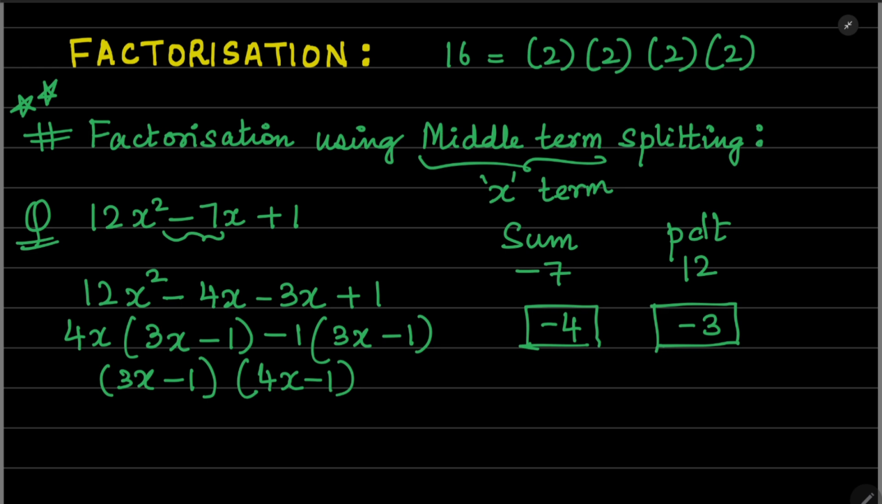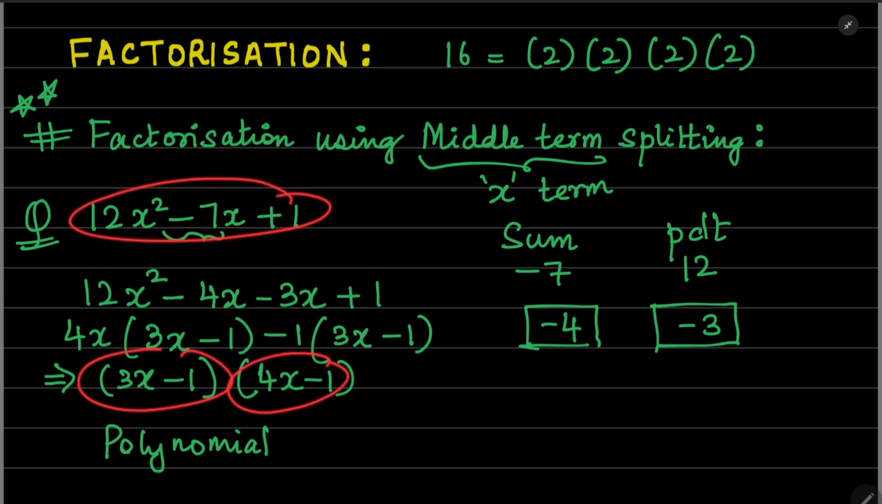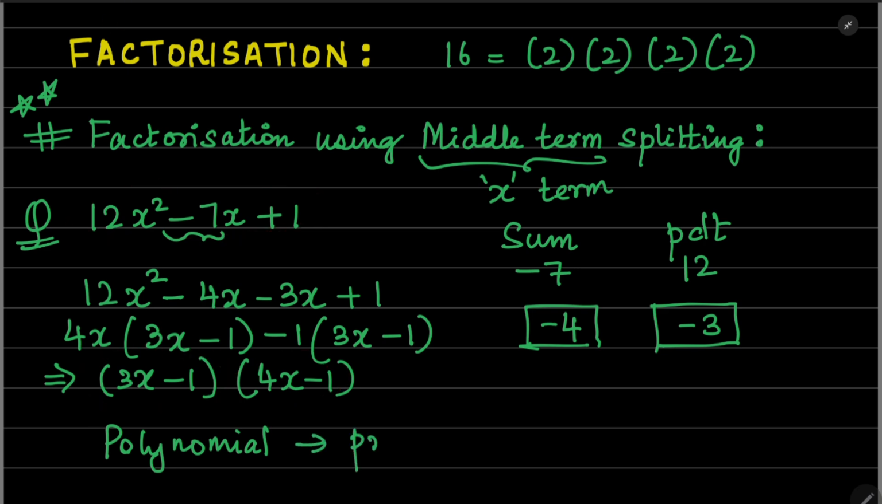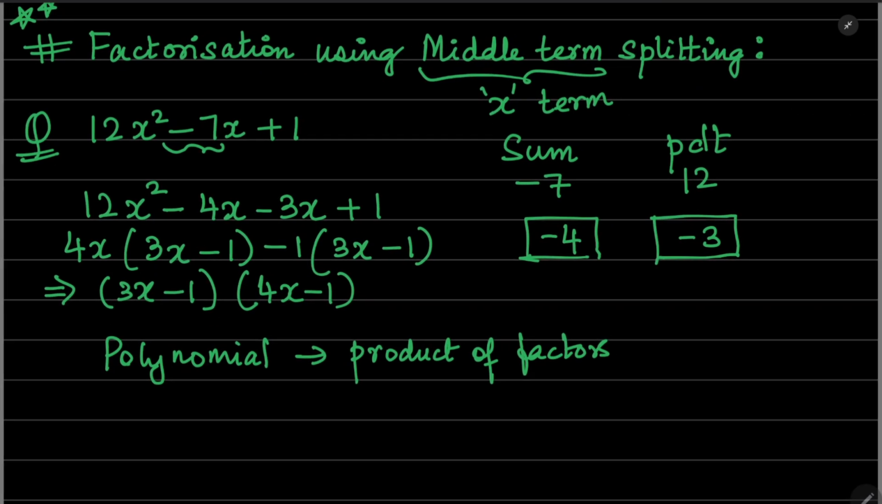So your question was 12x square minus 7x plus 1. You have factorized it as a product of factors. When you were given a polynomial, the question was a polynomial, right? This one, 12x squared. And how did you do it? You expressed it as a product of factors. Correct? And this method is what is called factorization. It's a very, very important method.